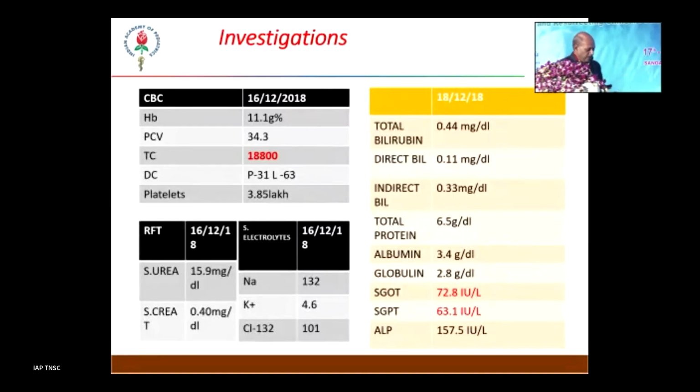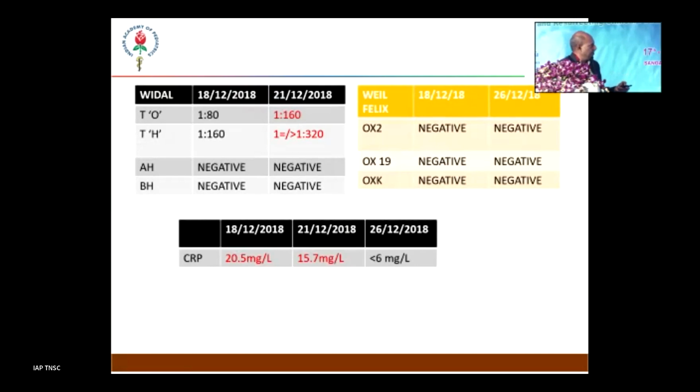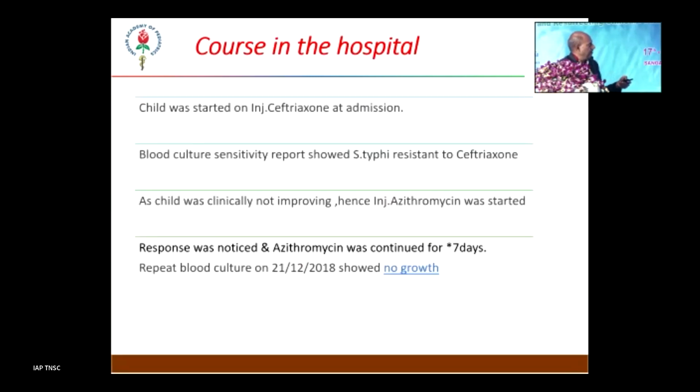When we investigated this child, leukocytosis was there, and apart from that SGOT and SGPT were mildly elevated, and CRP was not that much elevated. Vidal repeat was positive once again. Thinking about enteric fever, the child was started on ceftriaxone while the blood culture sensitivity was awaited. Since the child did not improve, we started azithromycin.